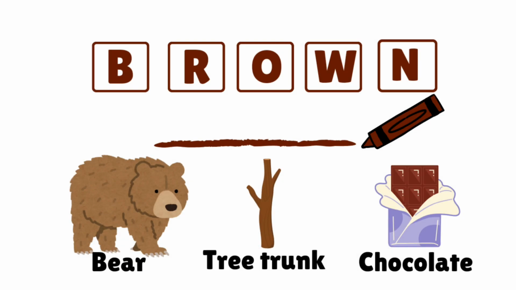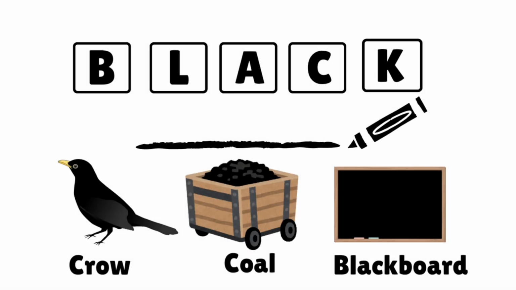Next color is brown. Brown. Let's spell it. B, R, O, W, N. Brown. Examples of brown color are bear, tree trunk, and chocolate. Brown.